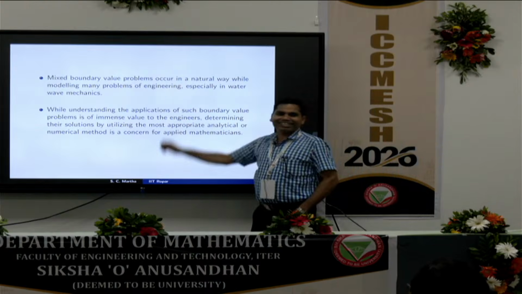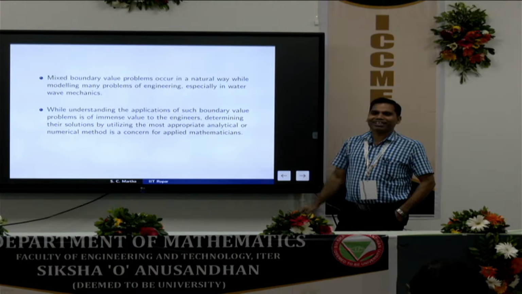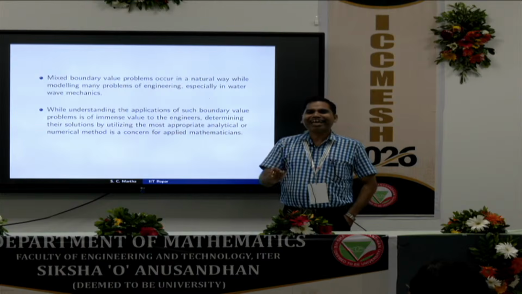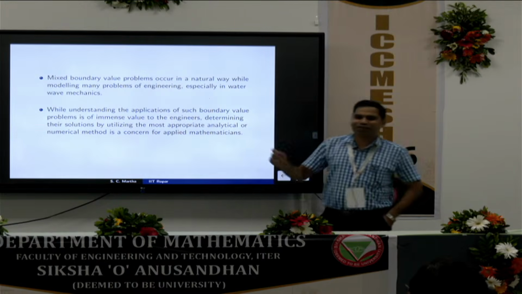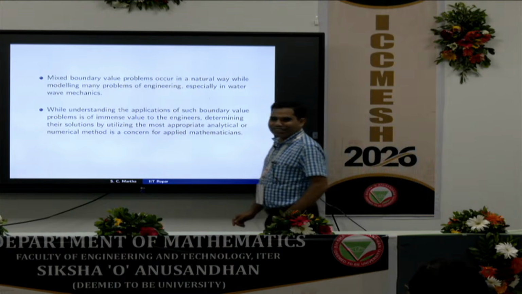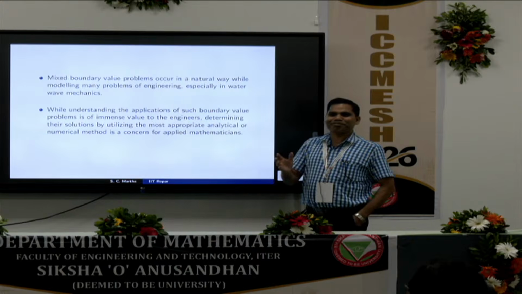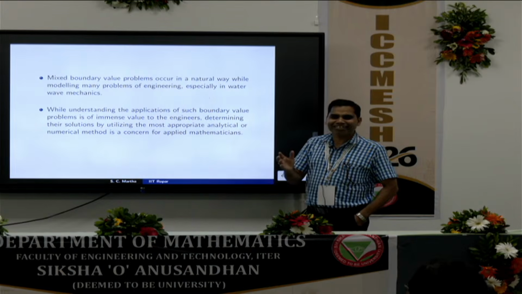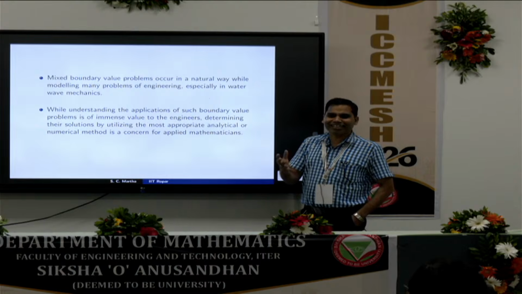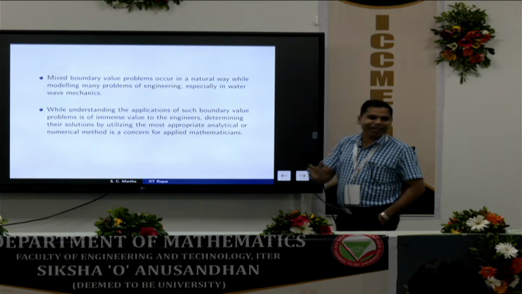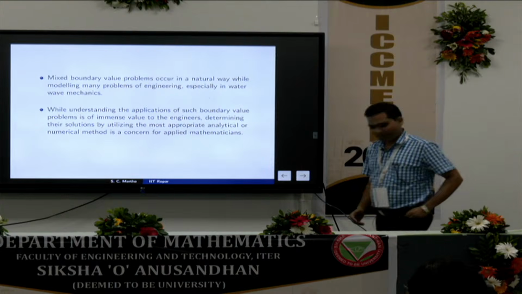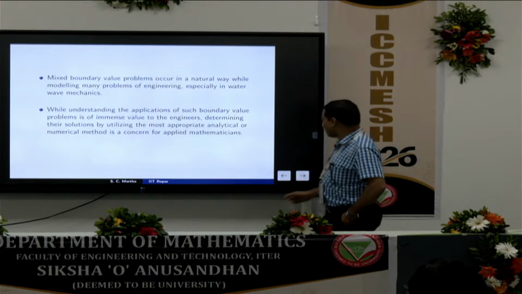So as I wrote in the abstract, if you have seen the abstract book, mixed boundary value problems occur naturally when you model any problem of engineering, or in particular, as we will see, wave mechanics or water wave mechanics. While understanding such boundary value problems is an immense pleasure to engineers, for a scientist like me the task is to solve the boundary value problem analytically, or more semi-analytically. Up to a certain extent you apply the analytical method, then follow with numerics. That is what we will see in a couple of problems here.